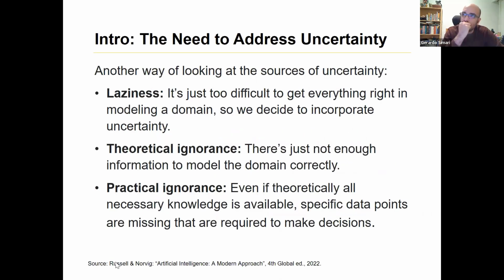Another way of looking at these sources is proposed by Russell and Norvig, and it is one of 3 things. They're related to what I just said. So the first is called laziness. It's just very difficult to get things right, and so you just decide that you're going to implement these things as uncertain. But it's not because they are, it's just because you don't want to, or you can't, with the tools that you have, model things perfectly. The second is theoretical ignorance, where there's just not enough information to model a domain.